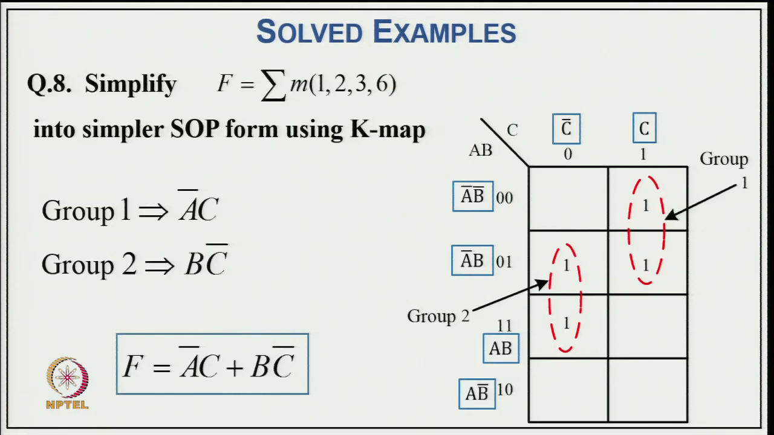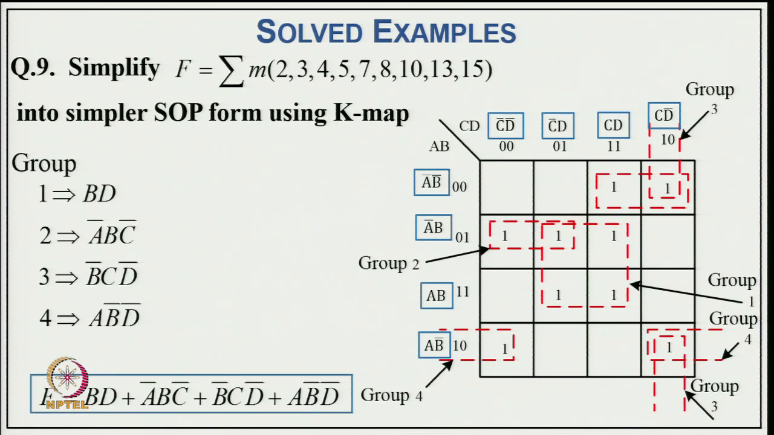Coming to example 8: simplify f equal to the minterms 1, 2, 3, 6 into sum of products using a Karnaugh map. Putting all 4 minterms on this Karnaugh map with 1s, you have group 1 of 2, that is A bar C, and the second group is B C bar. So the expression comes typically A bar C plus B C bar for solving this. Otherwise it is 4 terms you can write separately.